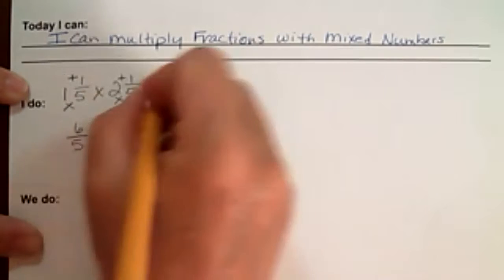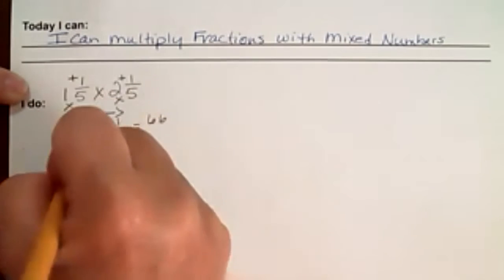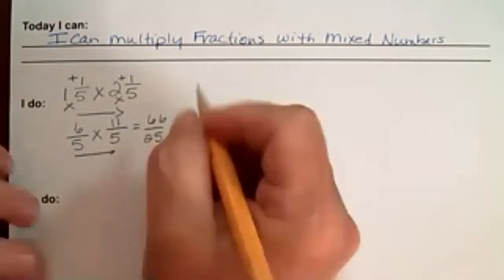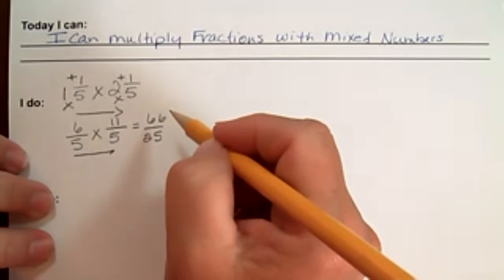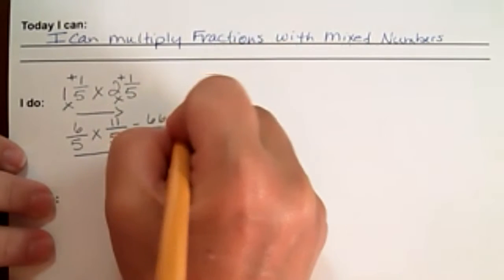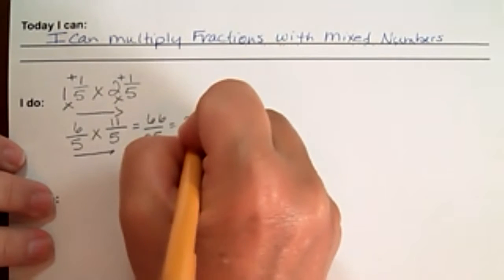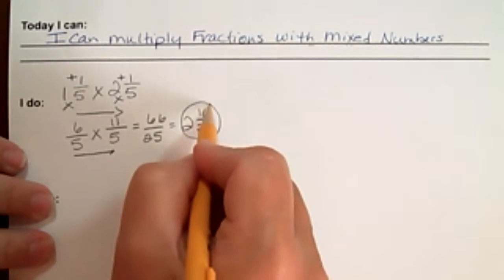6 times 11, because remember, multiply, you just go straight across, is 66. And 5 times 5 is 25. And then you have to ask yourself, how many 25s are in 66? And that would be 2, because 25 times 2 is 50. And how many's left over? That would be 16. And then 25ths. So your answer is 2 and 16/25ths.